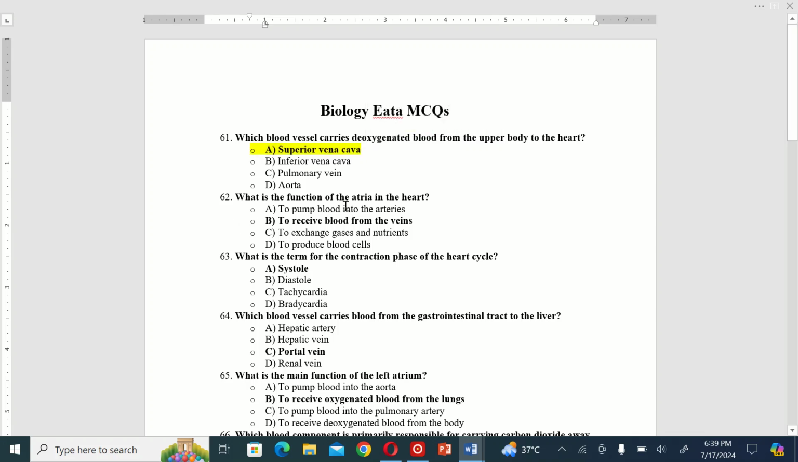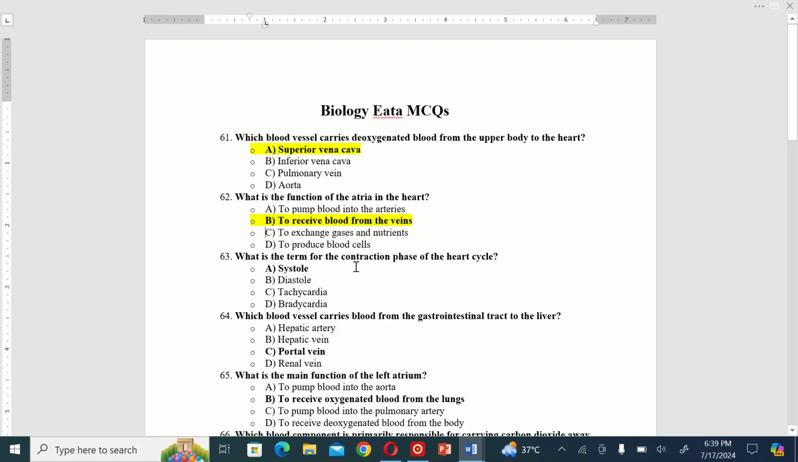What is the function of the atria in the heart? A. To pump blood into the arteries. B. To receive blood from the veins. C. To exchange gases and nutrients. D. To produce blood cells. The correct option is B. To receive blood from the veins.